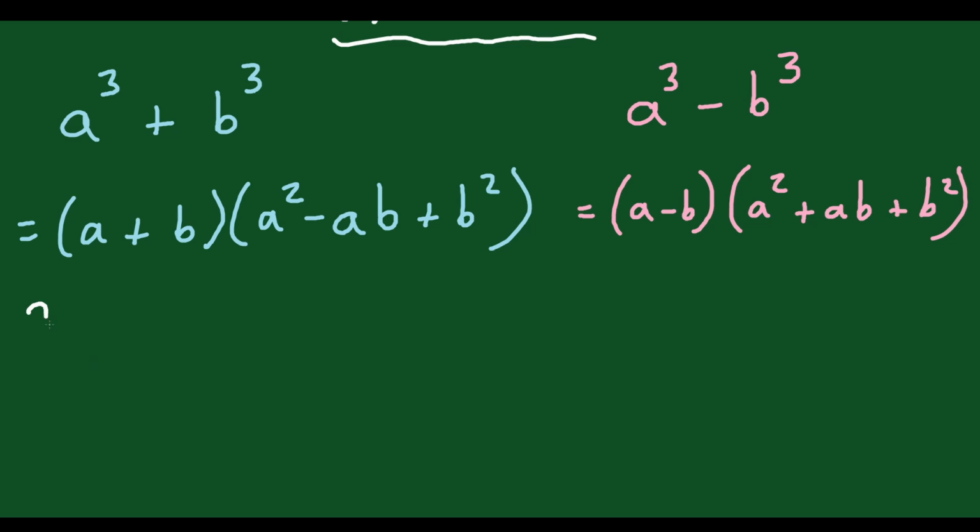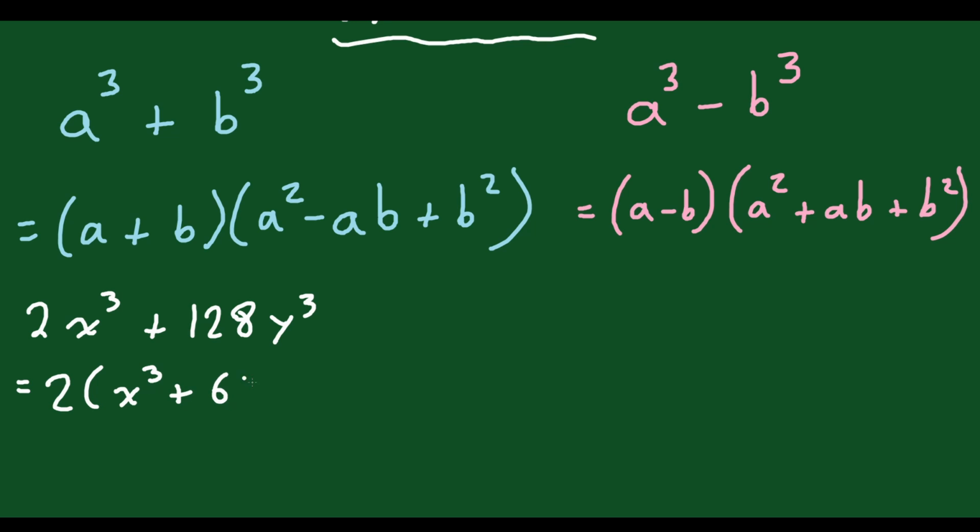Let's say I have 2x cubed plus 128y cubed. Well, first you always want to check and see if you can common factor first, right? And here you can see that, yeah, you're going to have a common factor of 2. So remember, always common factor first, no matter what you're doing, right? No matter what type of factoring it is, we're going to common factor first.